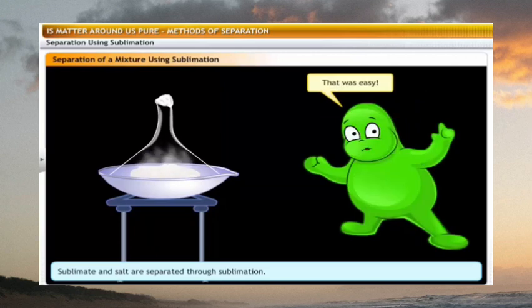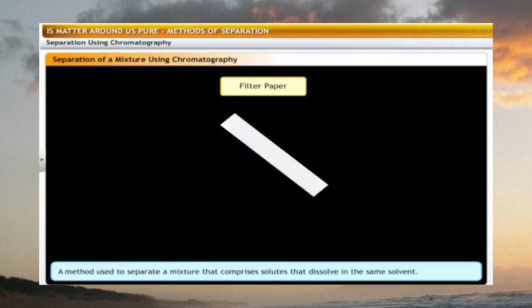That was easy. First, take a thin, long strip of filter paper. Use a pencil to draw a line on it, about 3 centimeters above the lower edge. Then, put a small drop of black ink on the filter paper, in the center of the line, and allow it to dry.